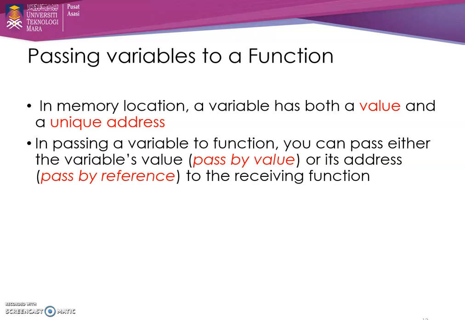In memory location, a variable can have both a value and a unique address. So in passing a variable to a function, you can choose either to pass the variable value or to pass an address to the receiving function. If you choose to pass the variable value, it's called the pass by value method. If you choose to pass an address of the variable, it's called pass by reference.